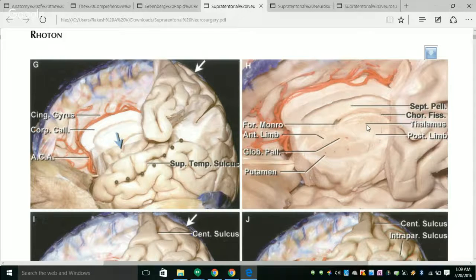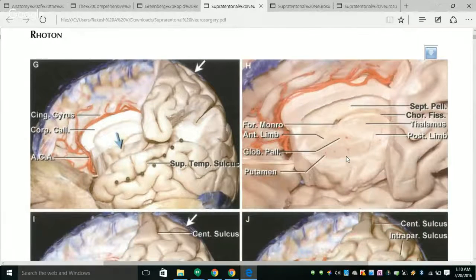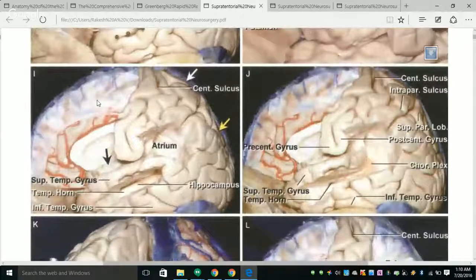Now when we discussed this, we have figure I. In figure I, it continues like this. The temporal horn and the hippocampus are located medial to the middle temporal gyrus, a segment of which has been removed. So this is amazing.